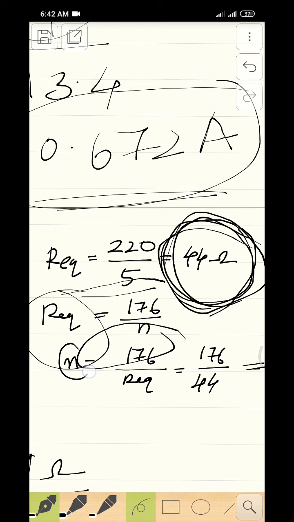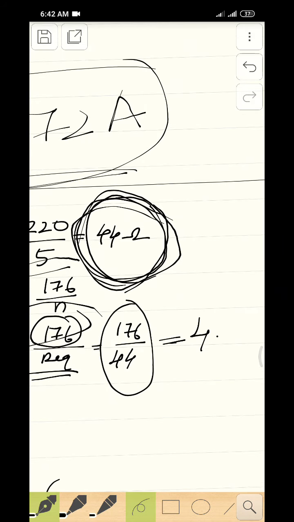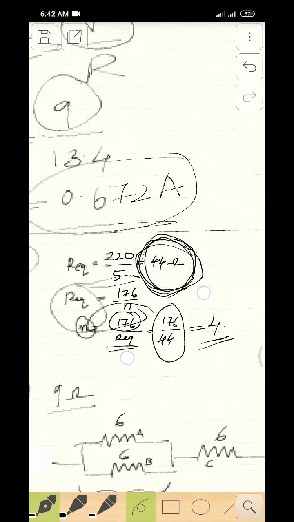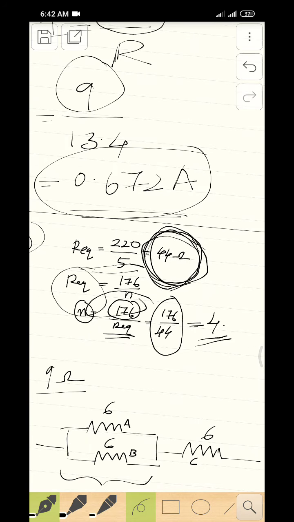So n will be equal to 176 divided by R equivalent. That is actually 176 divided by 44 ohm. Then the value will be equal to 4. So 4 number of 176 ohm resistors should be connected in parallel to obtain 44 ohm resistance. And 44 ohm resistance is required for obtaining 5 ampere current from the 220 volt line.